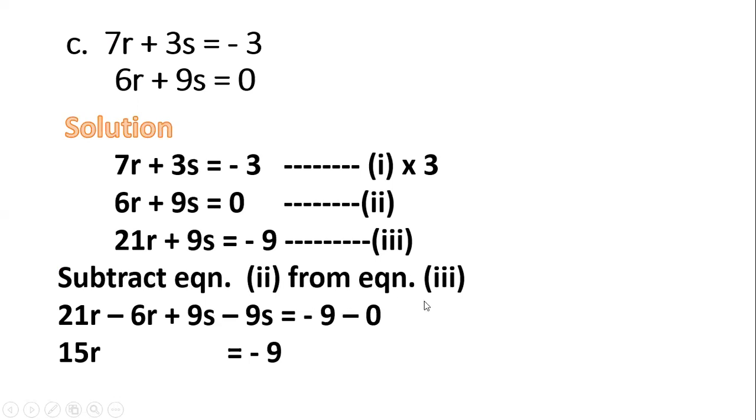Subtract equation 2 from equation 3. So equation 3 first, and I'll take away equation 2. So 21r minus 6r, 9s minus 9s, minus 9 equals minus 9 minus 0. 21r minus 6r will give us 15r. 9s minus 9s is 0, so s is eliminated. Minus 9 minus 0 is minus 9.